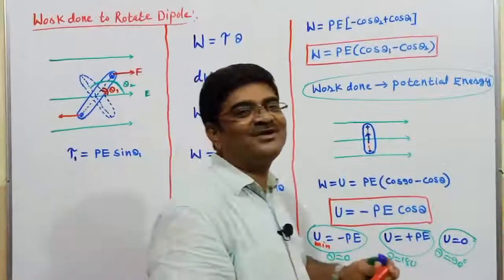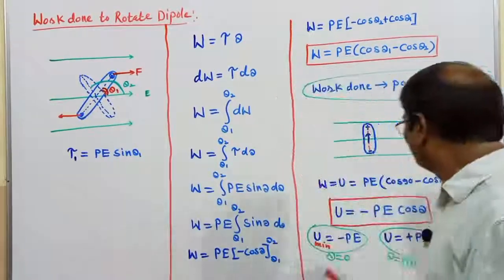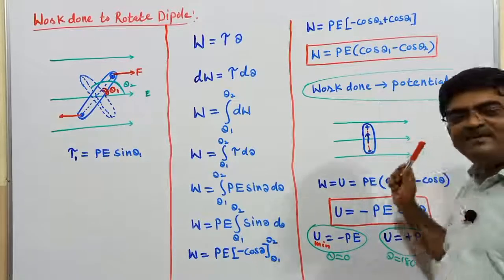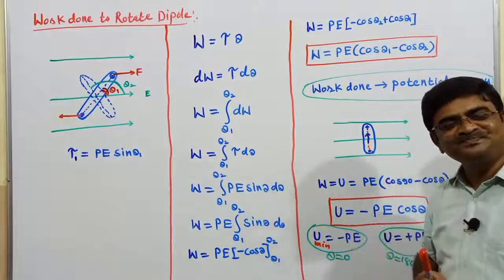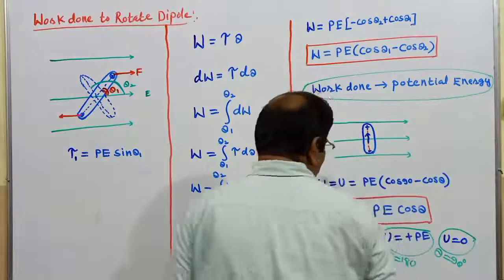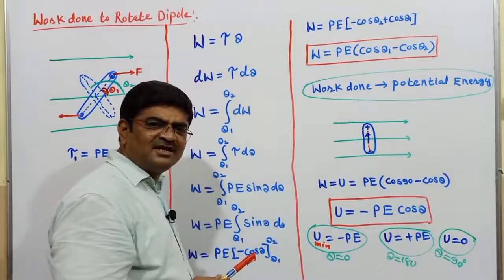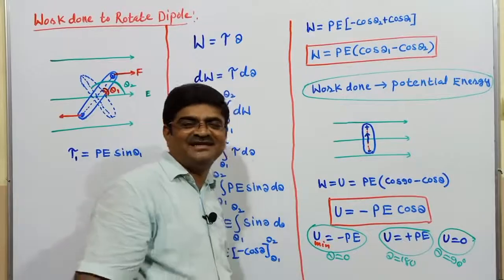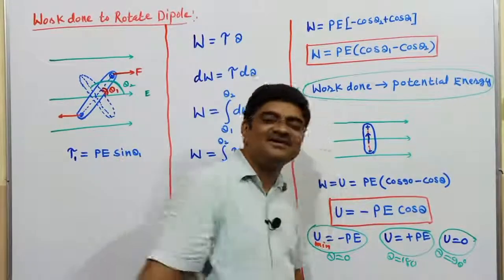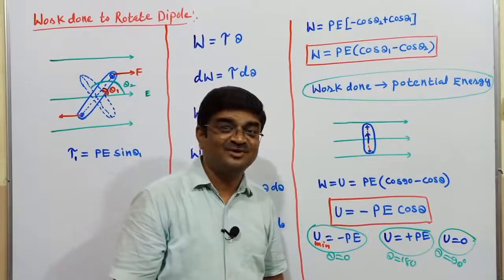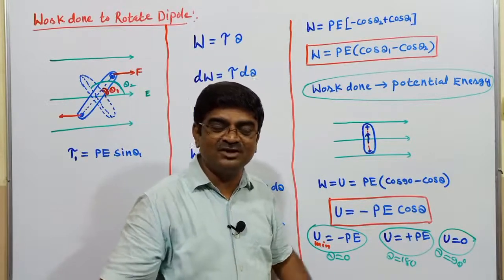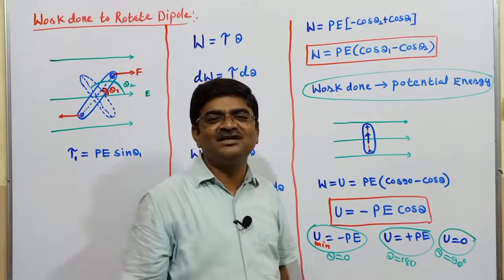Where do you have minimum potential energy of the dipole? For theta being 0, that is, you have got the dipole moment parallel to E. Minimum potential energy. Whereas, where do you have maximum potential energy? For theta being 180. How much is the maximum? Plus PE. So remember that: for theta 0 minimum, for theta 180 maximum potential energy.